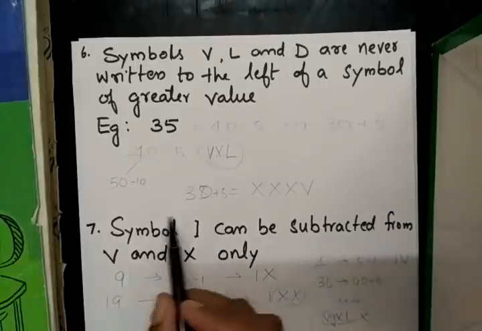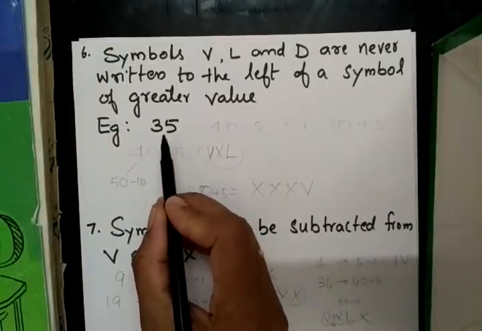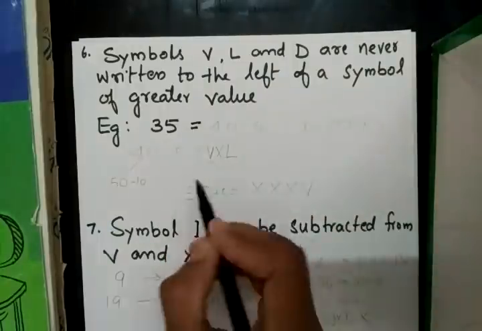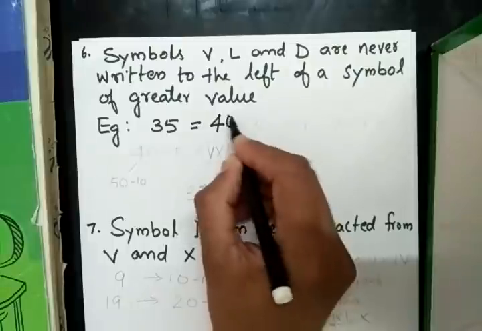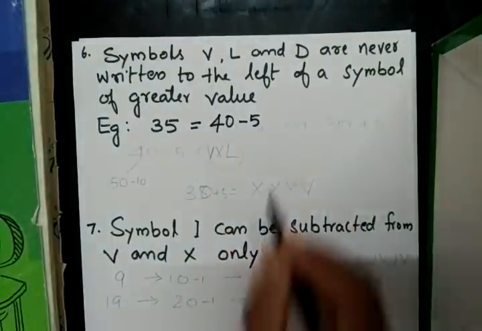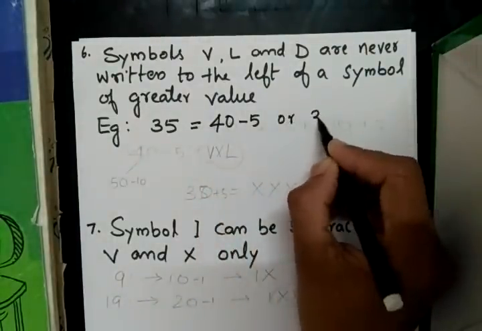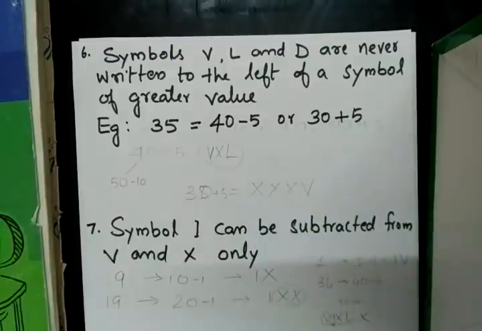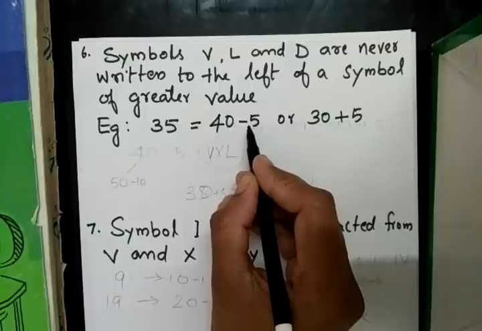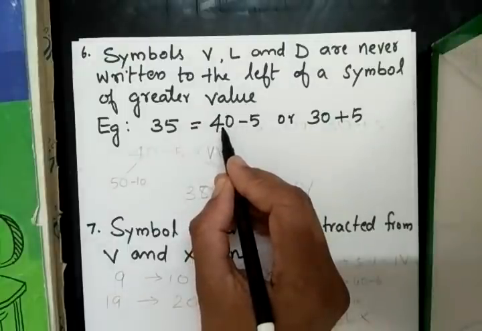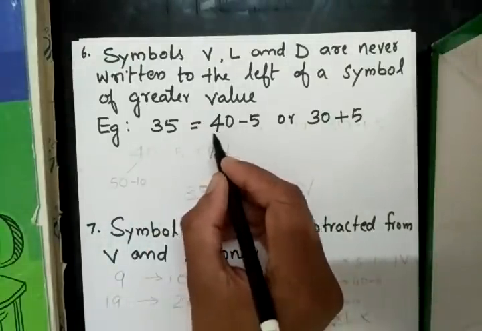The example 35. How can we write 35? 35 can be written in two ways. That is, 35 means 40 minus 5, or it can be written as 30 plus 5. Let us see which one is correct. When we write 40 minus 5, 40 actually means 50 minus 10.